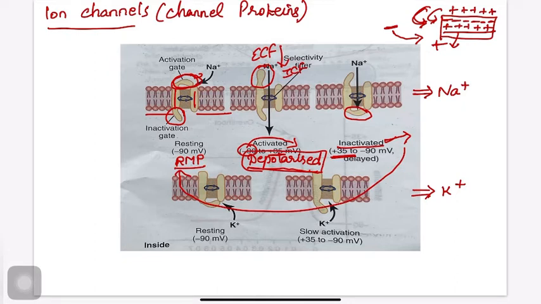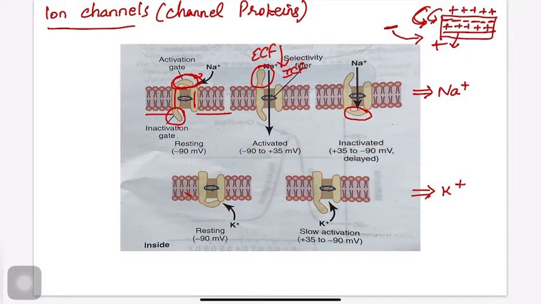So what are the three states of sodium channels? First, the resting state: at the resting membrane potential, the activation gate is closed and the inactivation gate is open. Then the activated state: when the membrane potential gets depolarized, the activation gate opens, and both gates are open. Then the inactivated state: when the membrane potential reaches plus 35 millivolt, the inactivation gate gets closed, and this will open only when the membrane potential returns to resting membrane potential. These are the three states of sodium channels.